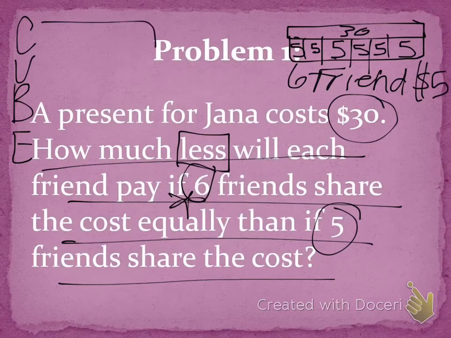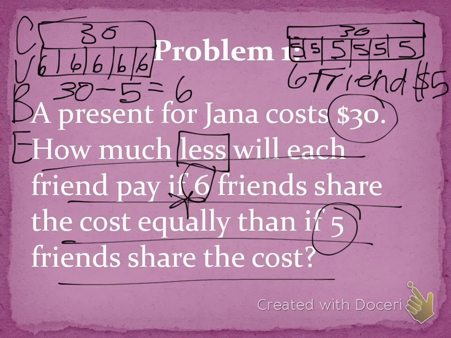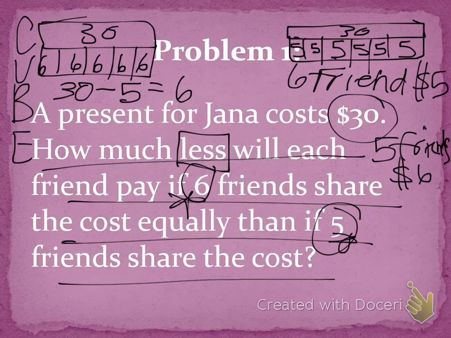Okay, now just like I did for that, I can set up another bar diagram for splitting it 5 ways. So in there, again, thinking about my problem, 30 divided by 5 gives me 6. So each friend, if they split it 5 ways with 5 friends, are going to pay $6. Now, I'm not quite done yet.